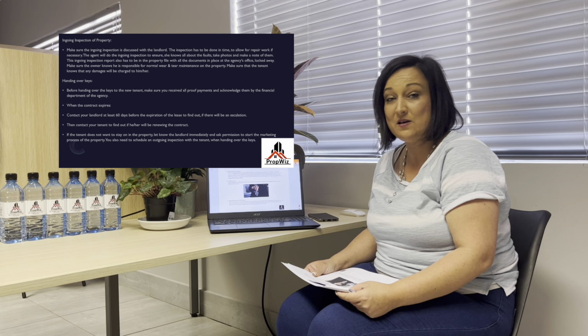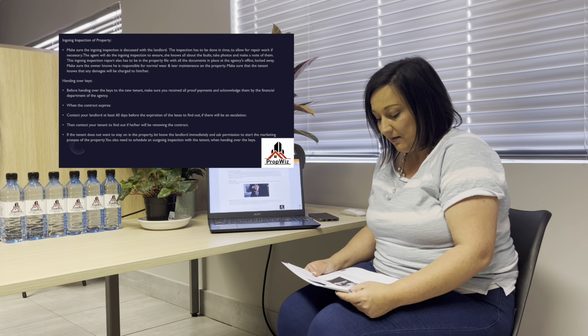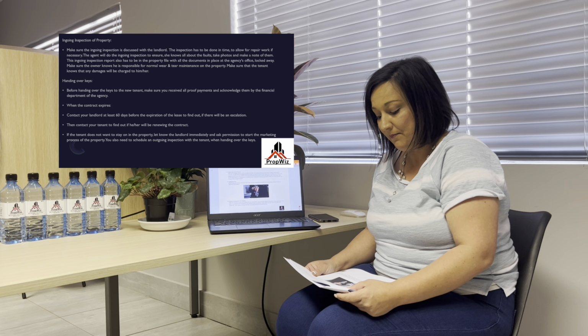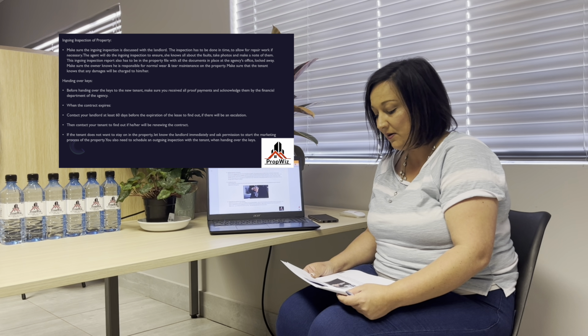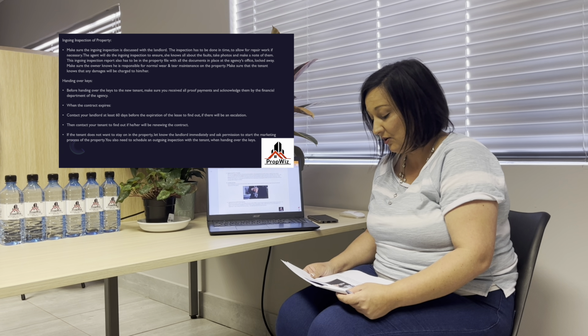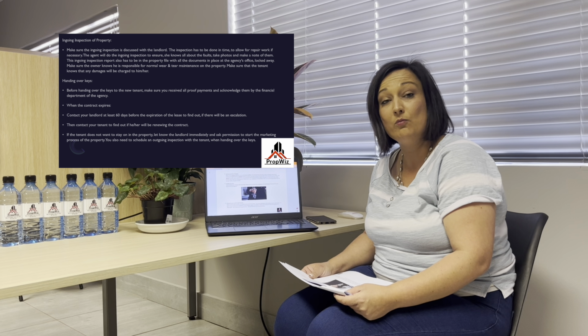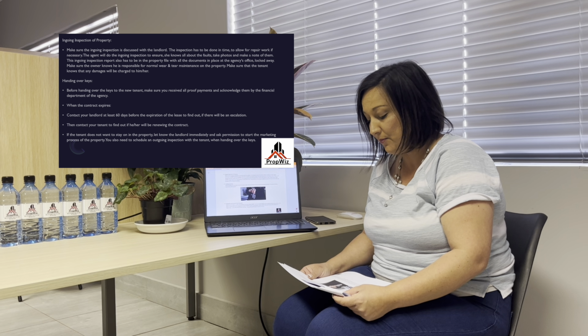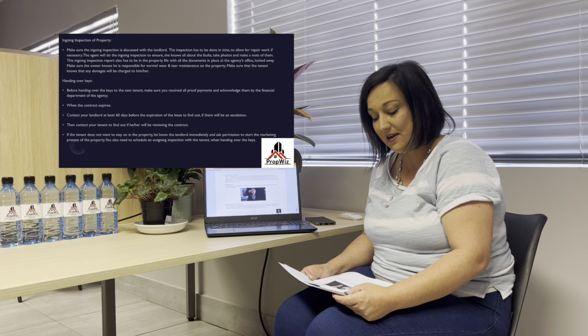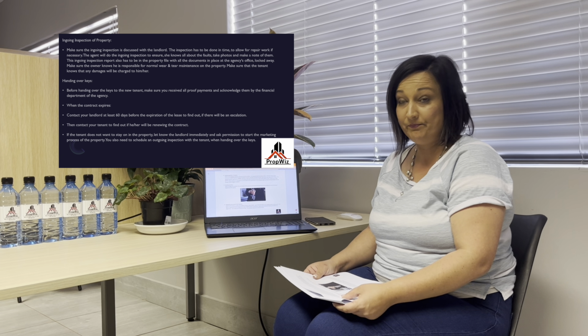This ingoing inspection report also has to be in a property file with the documents in place in the agency's office, locked away. Make sure the owner knows he is responsible for the normal wear and tear on the property, and make sure the tenant knows that any damages will be charged to him.